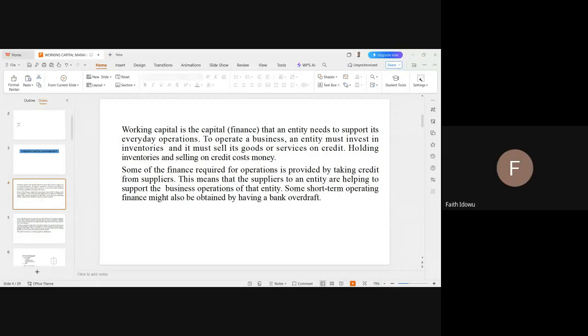So when a business is not having enough working capital, it can go bankrupt or insolvency.